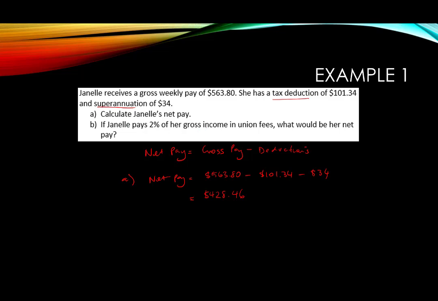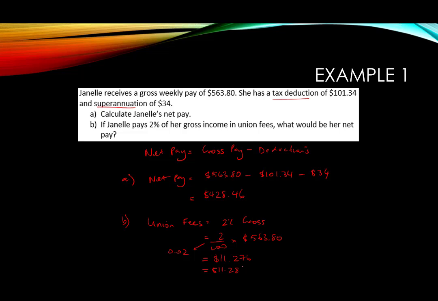It says if Janelle pays 2% of her gross income in union fees, what will be her net pay? Well, let's first calculate the union fees. So in this case, as part of her deductions, she's including this union fees. So let us find out first. Union fees, that was 2% of gross, so there'll be 2 over 100, or if you're super savvy, 0.02 times her gross pay. We've got 0.276, but why don't we just round it up to 2.8.